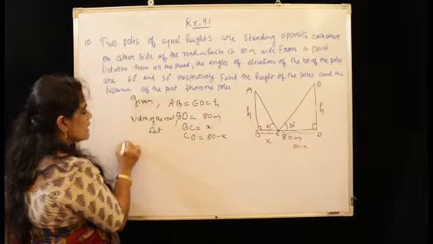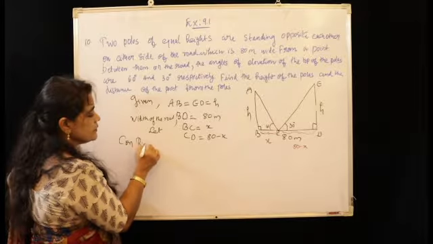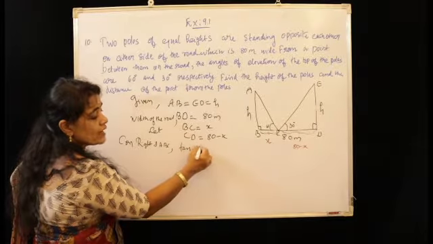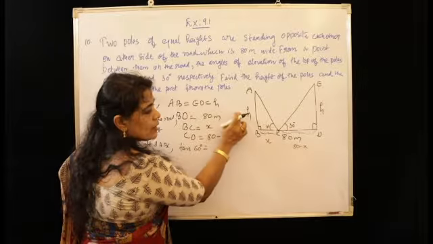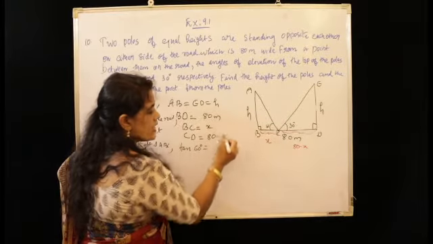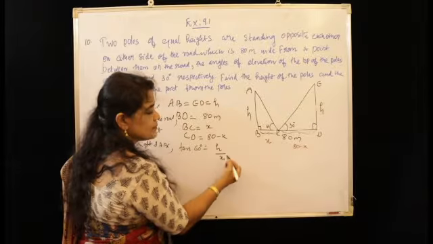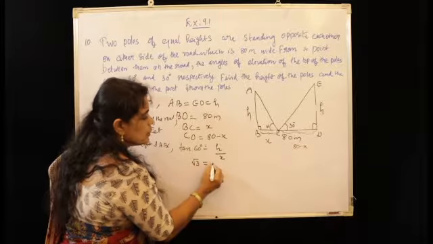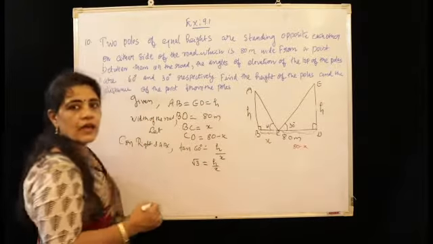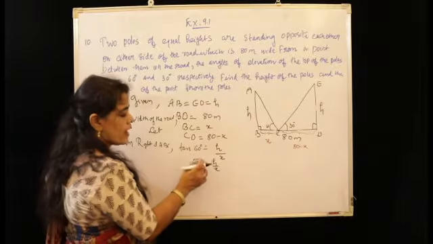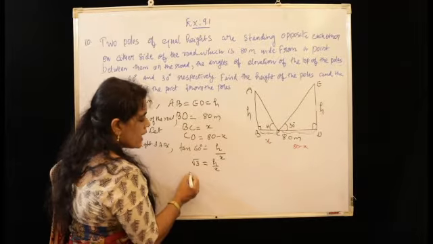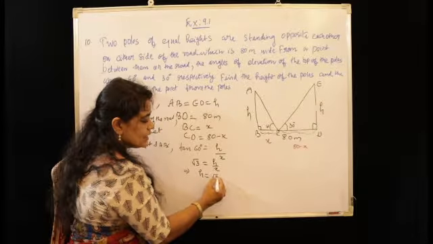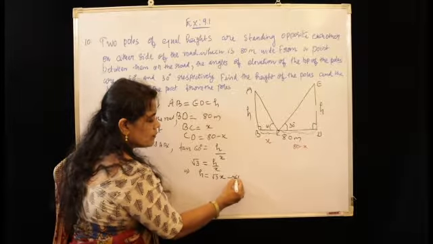So consider right triangle ABC. We can take tan of the acute angle 60 degrees, that is AB by BC, that means H divided by x. Okay, and tan 60 is root 3, equal to H by x. Okay, and we can write this in terms of height, since we need height and also x. I am writing this in terms of H, H is equal to root 3 x. Let it be equation number 1.